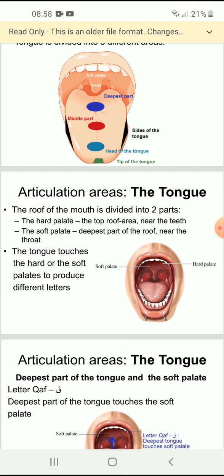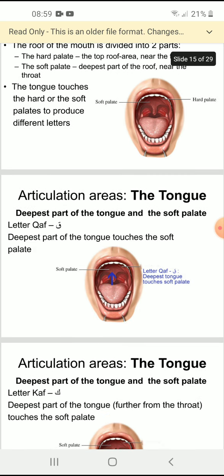Before this, we need to clarify something about what we call the palate, the upper palate of the mouth. For sure, we know we have a soft palate part and a hard palate, and we need to differentiate between them, as we will have two letters produced from this part, which is the deepest part of the tongue. As I told you, one of them is produced from the soft palate and the other is produced from the hard palate. Okay. The two letters we produce from the deepest part of the tongue are the two letters Qaf and Kaf.